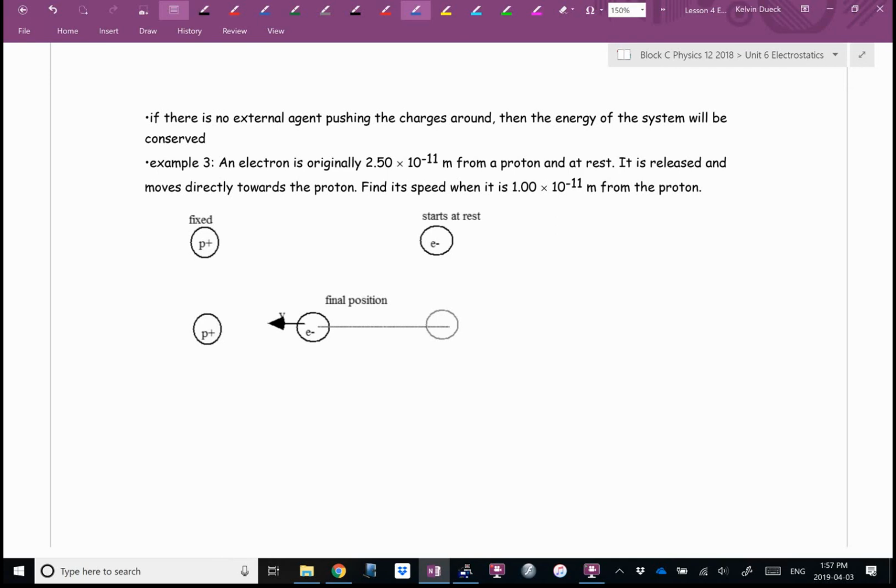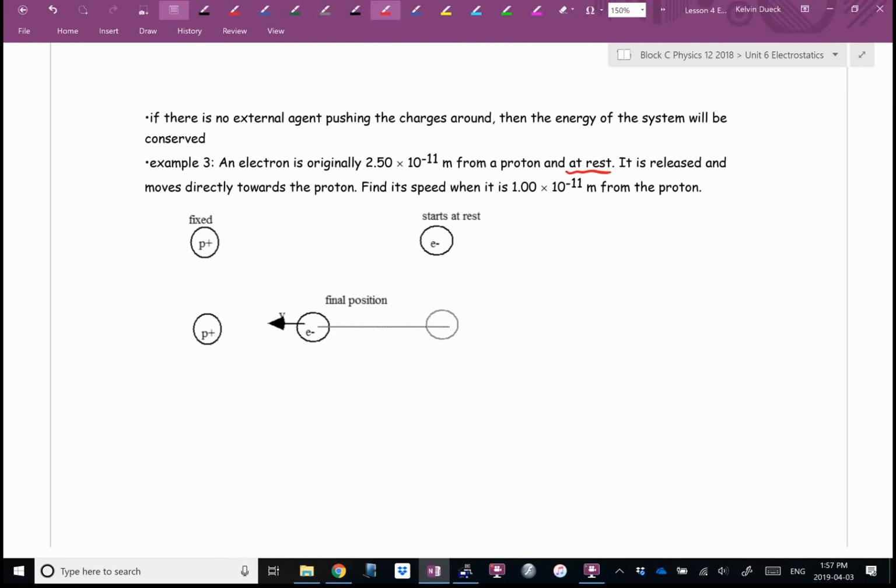Example 3, an electron is originally 2 points that far from a proton and at rest. I would probably underline the phrase at rest. It's released and moves directly towards the proton. I agree with that. Find its speed when it is that far from the proton.